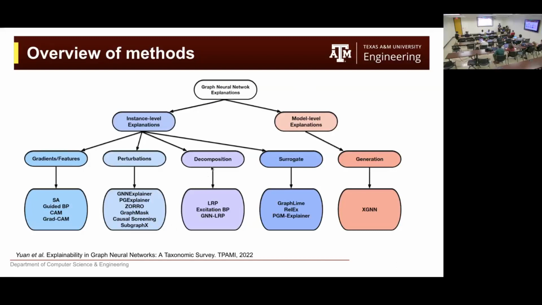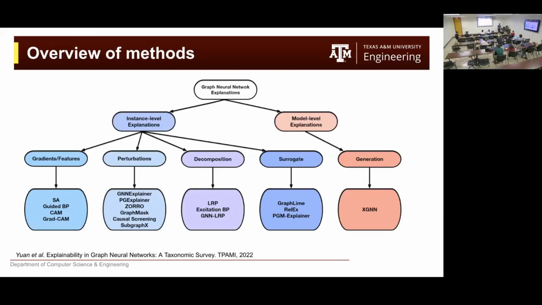The third category is called decomposition-based methods. These methods will propagate the importance score from the final prediction score to the input graph layer by layer. And you can track the importance score layer by layer to understand how the model gives us such a prediction. However, these methods have to design specific decomposition propagation for different model architectures. So it's not model agnostic. We have to design specifically for different model architectures.